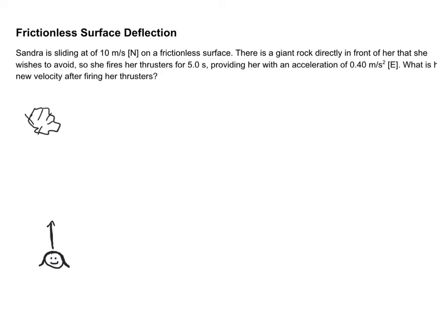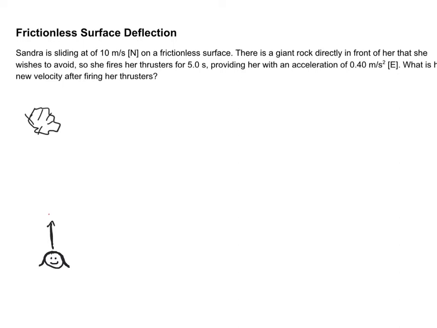Now, the acceleration, she's got thrusters, so she's able to accelerate herself on this frictionless surface. The acceleration is to the east. Okay, so this is her acceleration. What's going to happen?